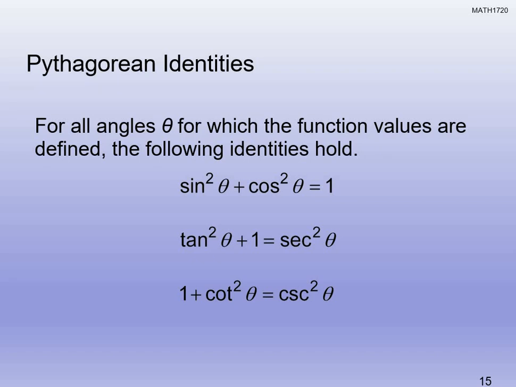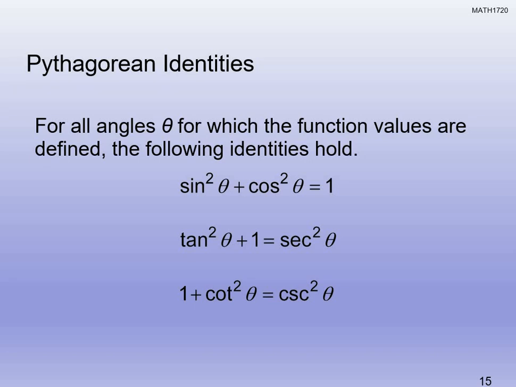Write all of these down. These are going to be very, very important. They will be fundamental. You need to memorize them, and we will be using them in calculus as well. These are the Pythagorean identities for trig functions.